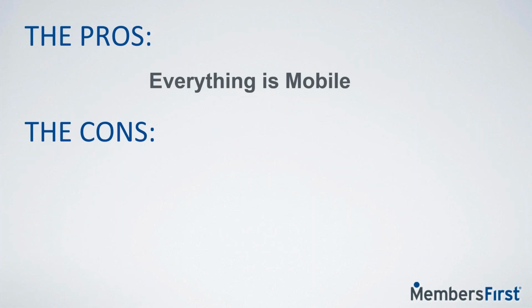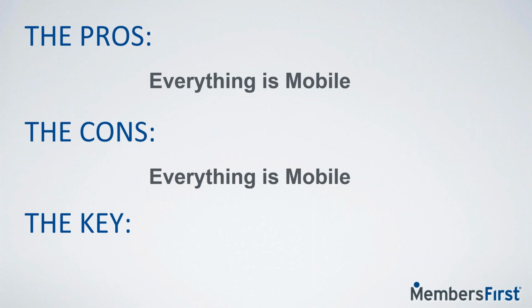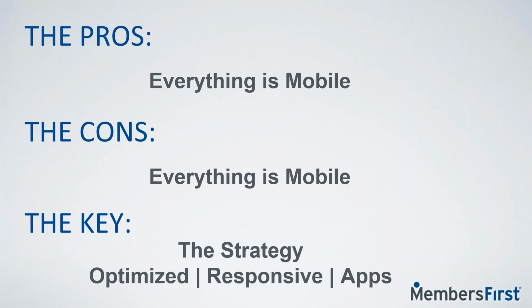responsive design, when you're looking at it, there's a couple pros. I mean, the pro is that everything is mobile. Now, the con is that everything is mobile. Now, it seems strange to have that be both the pro and the con, but the key to a successful implementation is the strategy. You need to determine that the content and the design at your club, does some content need to be optimized, does it need to be responsive, or do you need a mobile app? All three of those play a part in the club's mobile strategy today.